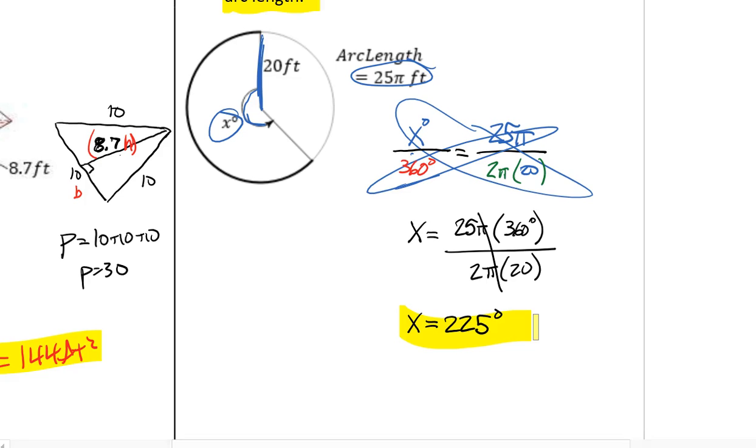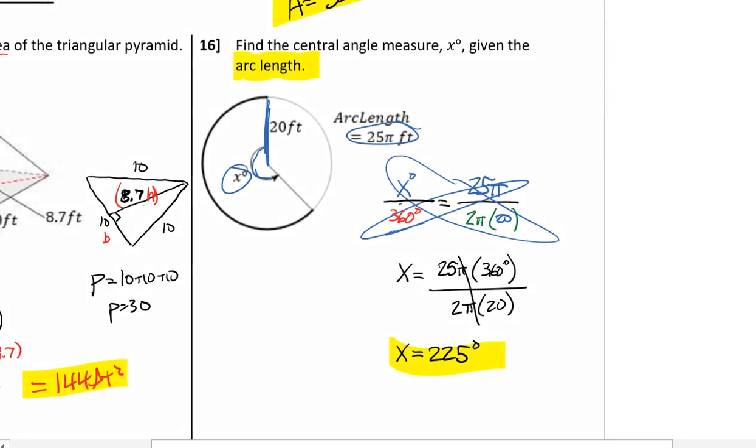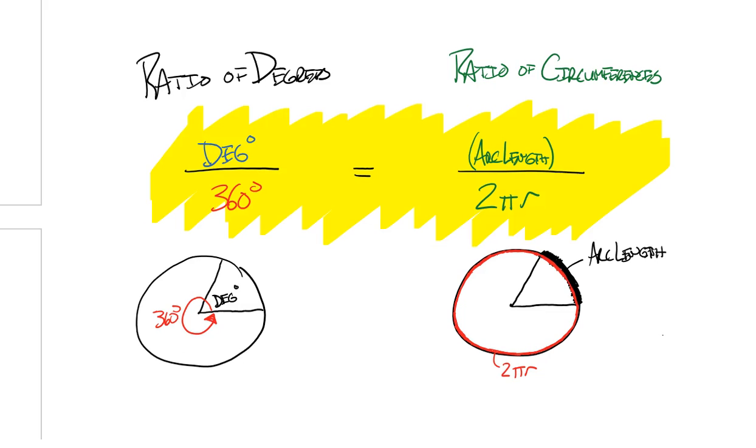This is a modification of our normal arc length problems. Normally we're trying to find the arc length, so the unknown is here. However, here we're trying to find the degree measure of our problem, but still set up exactly the same way, using our ratio of degrees to ratio of circumferences.